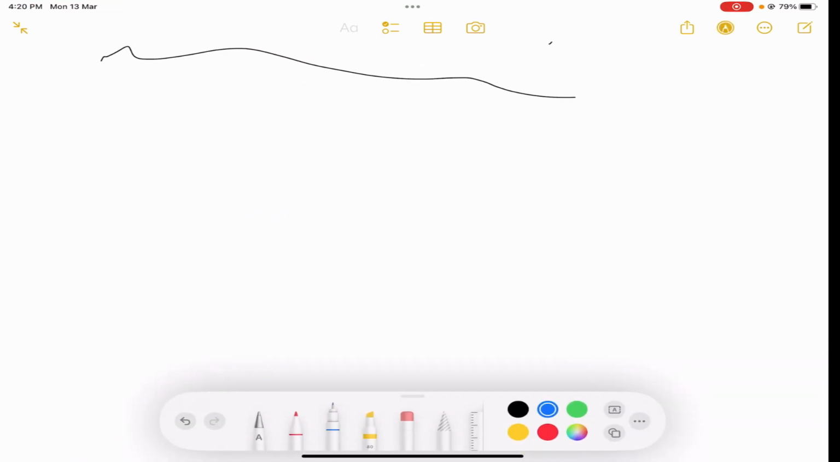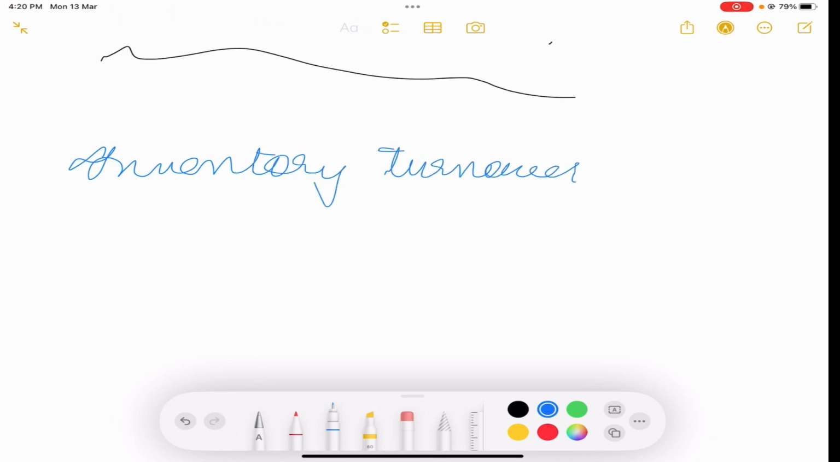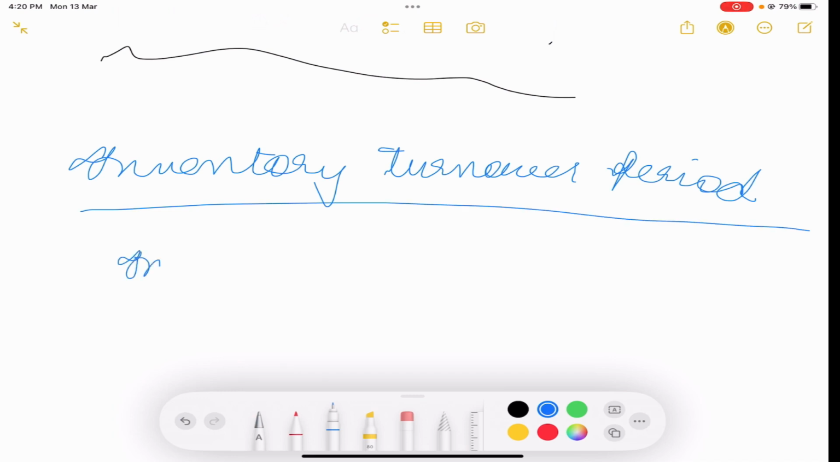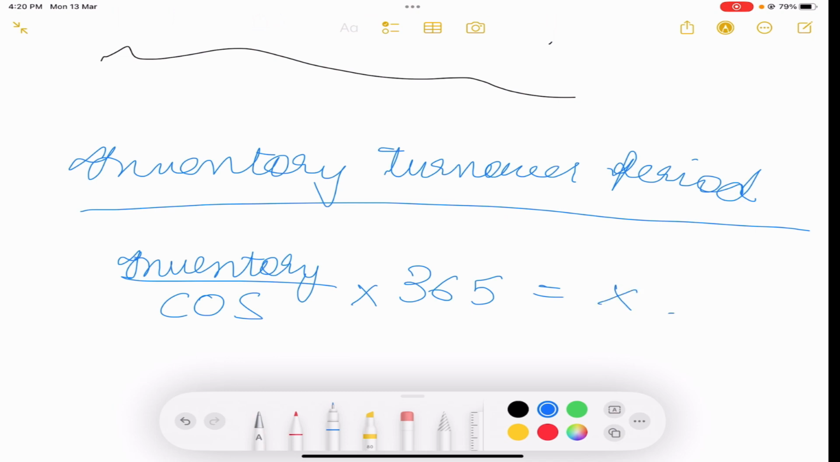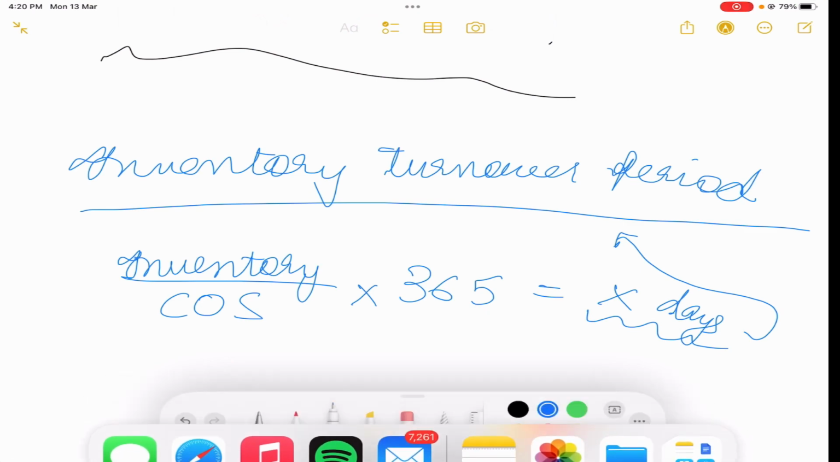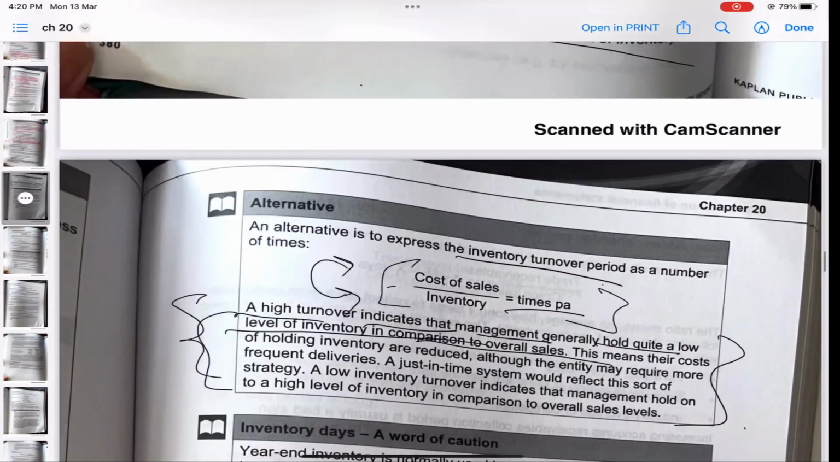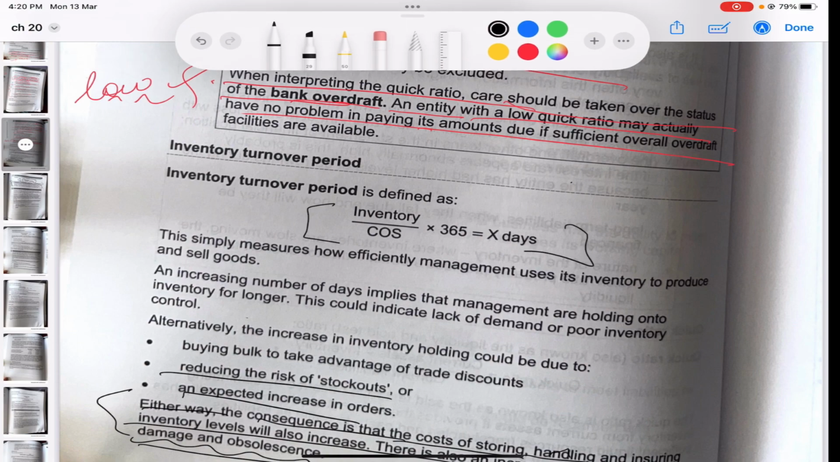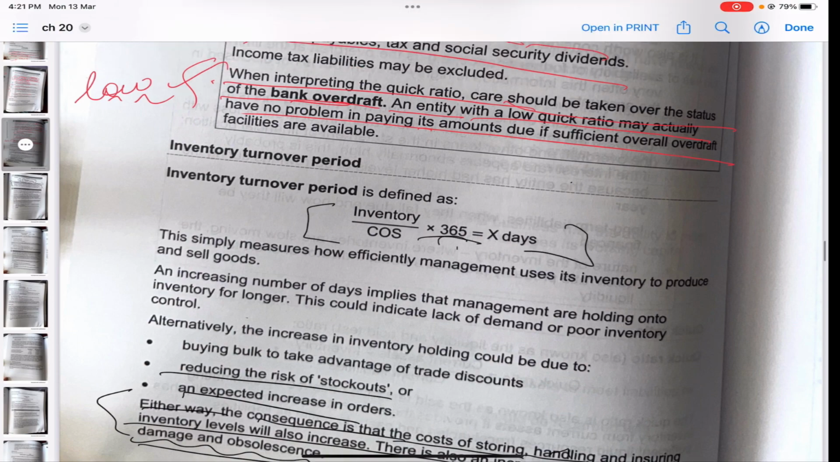How to find inventory turnover period? Write it down now. Inventory turnover period. Think about it for a second. We just saw the formula. Inventory upon cost of sales multiplied by 365 will give you a number of days, and those days are known as the inventory turnover period. Okay. Inventory upon cost of sales multiplied by 365.